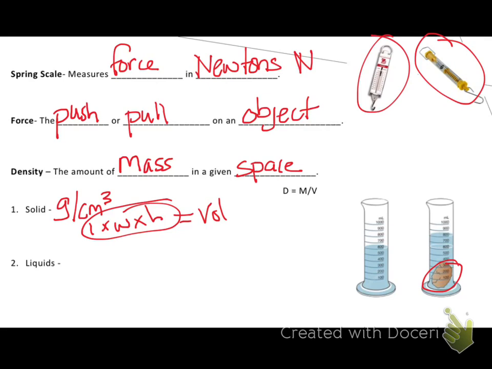If it's an irregular shaped object, or we're finding the volume of a liquid and we want to know the density of a certain liquid or this irregular shaped object, you're going to use liquid to find the displacement. The units you would use would be grams per milliliters, because you're using liquid to find volume.